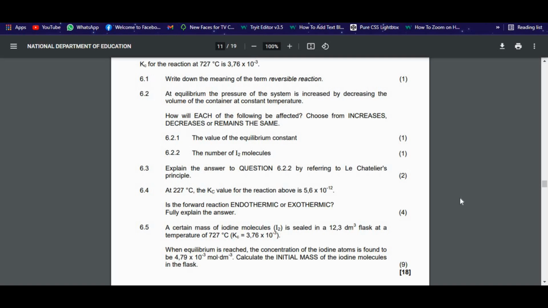6.4 though, that's where things start heating up and get a little interesting. 6.4, at 227 degrees Celsius, the Kc value for the reaction above increases to 5,6 times 10 to the negative 12. Well, actually, that's not an increase. That's times 10 to the negative 12. That looks like it's actually a decrease. Is the forward reaction endothermic or exothermic? Fully explain your answer for 4 marks.